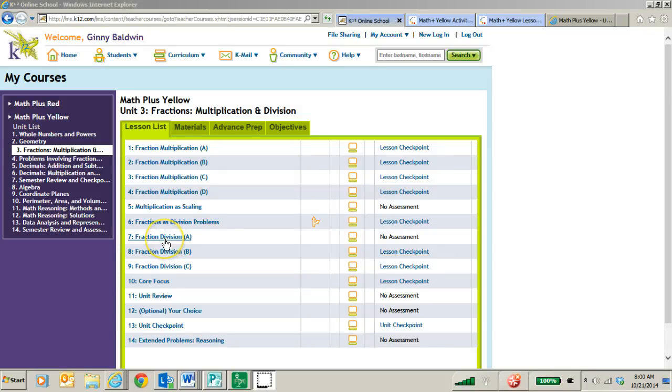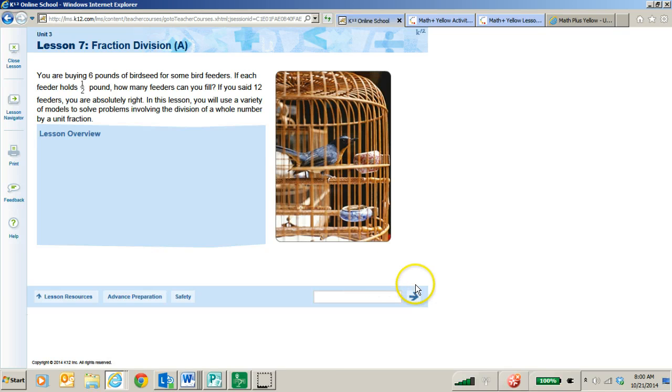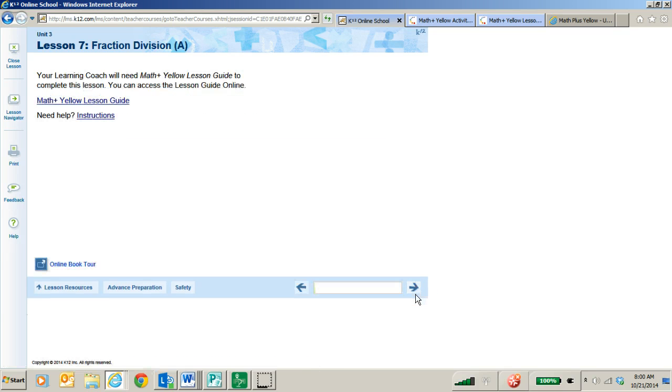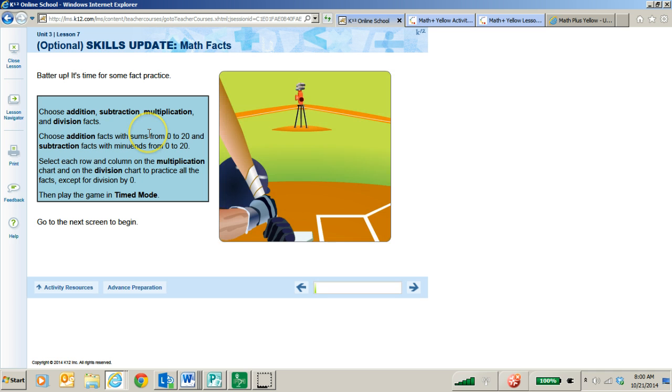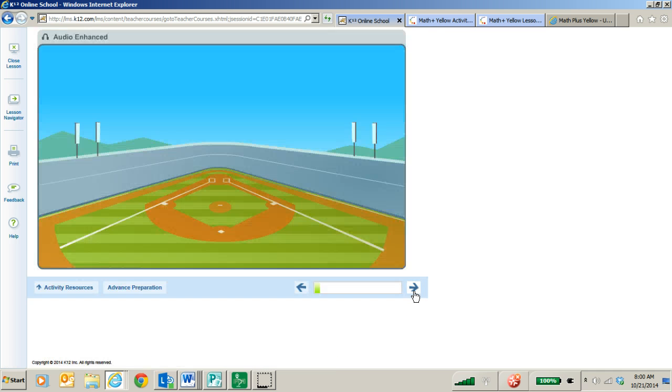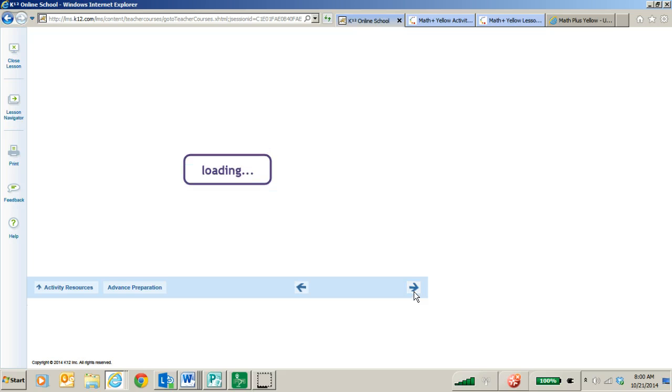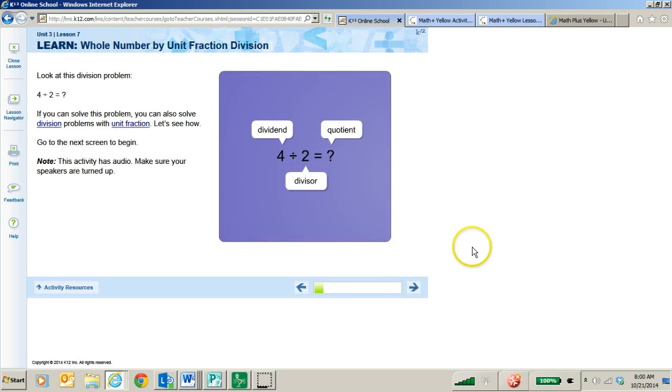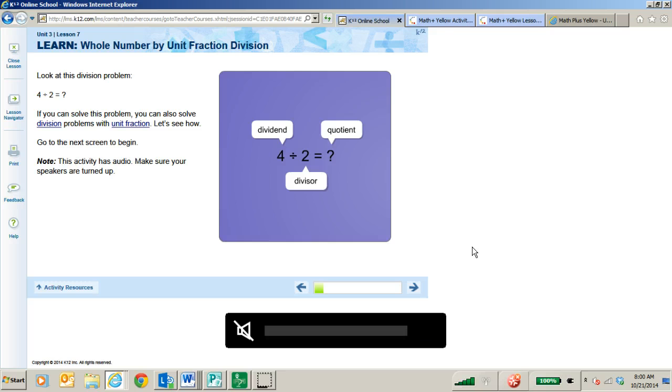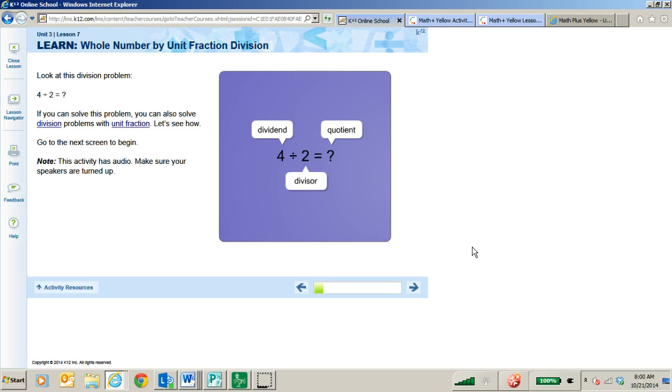Now we're ready for fraction division part A, and this lesson is great because it really shows a lot of modeling and what it means to divide a fraction. There are no activities in the student guide, and if you go to the Learning Coach guide, you will see that everything for this lesson is online. So you can use that guide as a supplement to talk about some tips and tricks on how to teach this unit, but there are no activities that you need to complete independently outside of the online school.